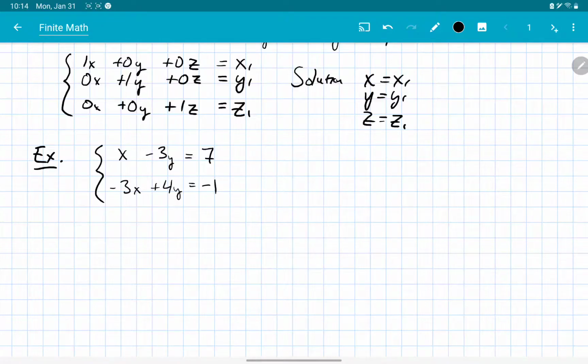Okay. The goal is to eliminate x from all the equations except for the first one. So I want to get rid of that negative 3x in the second equation. So I'm going to use rule 3 and multiply the first equation by 3 and add it to the second equation. So I'm going to remark that. I'm going to say row 3 plus 3 times row 1.